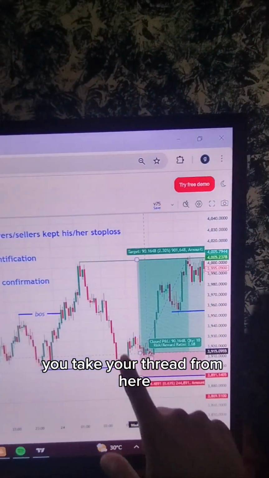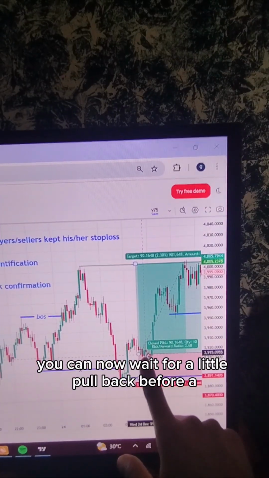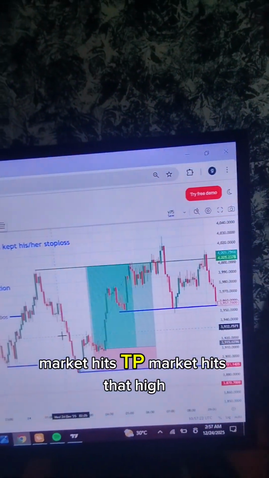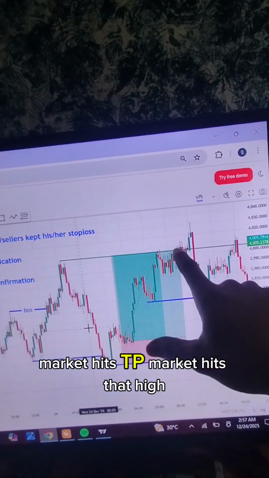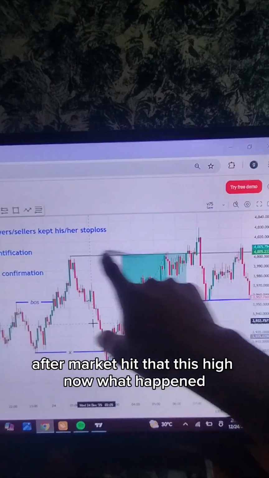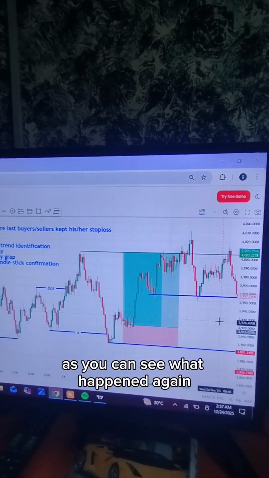You take your trade from here. You can wait for a little pullback before it hits up. You can see what happened there: the market hit TP, it hit that high. I'm going to explain something again. After the market hit this high, what happened?